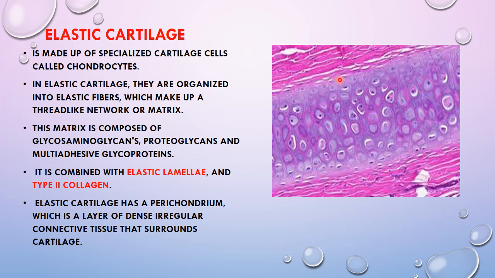Elastic cartilage is composed of specialized cells, the chondrocytes, which are embedded in a meshwork of the elastic fibers. But these chondrocytes are not grouped in isogenous groups like in the hyaline cartilage; they occur singly in the elastic cartilage. The matrix is composed of glycosaminoglycans, proteoglycans, and multi-adhesive proteins, combined with the elastic lamellae and the type 2 collagen fibers.